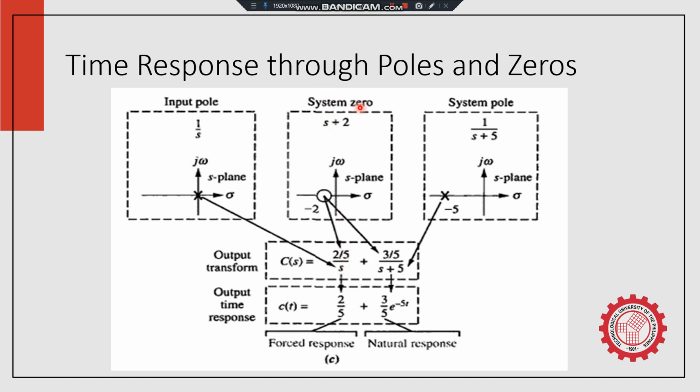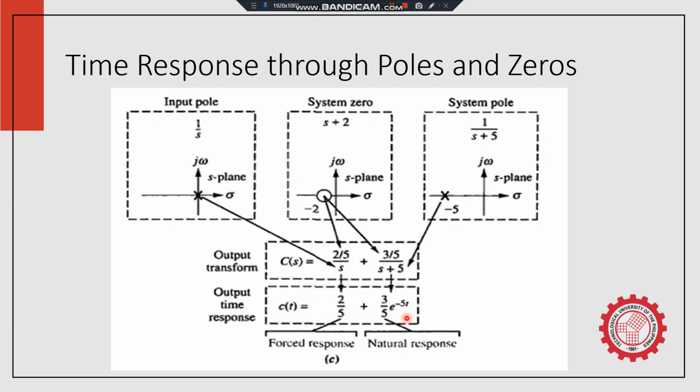For the system zero, meaning the zero of the transfer function from s plus 2, we locate that into this position, negative 2 from the origin. So that's the system zero. And for the system pole, that is the 1 over (s plus 5), in the s-plane it is located at negative 5 from the origin. So this is our output transform, and once more, this is our output time response.